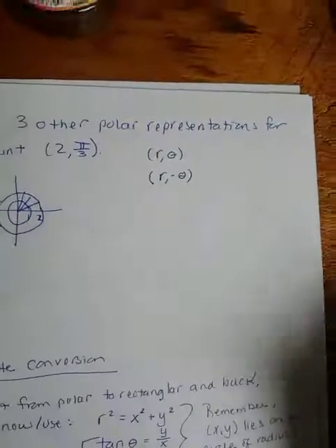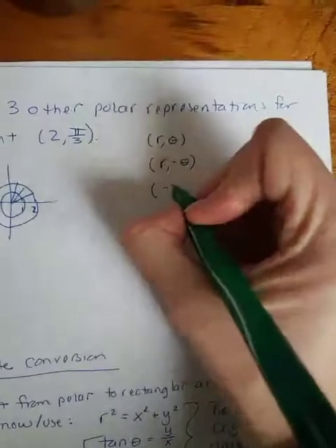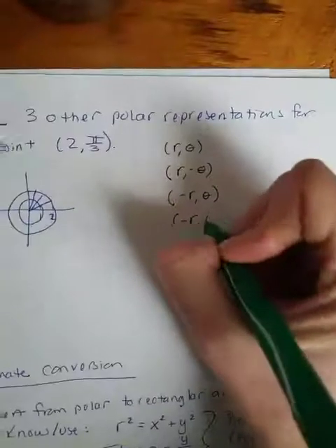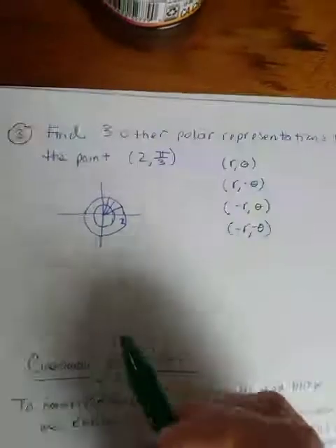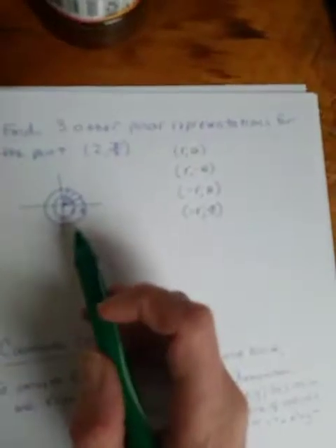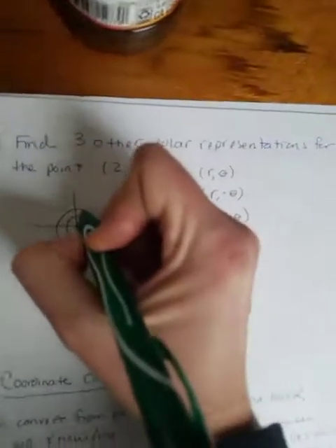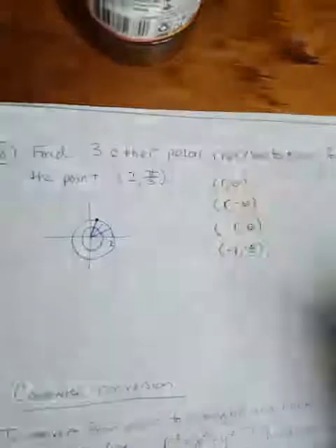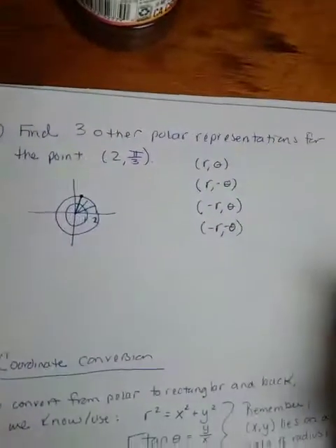So you could have r with a negative θ, you could have negative r and θ, and you could have negative r with a negative θ. So plotting, just to give you a visual, (2, π/3). That's going to be right here. And so we want 3 other points that represent that.